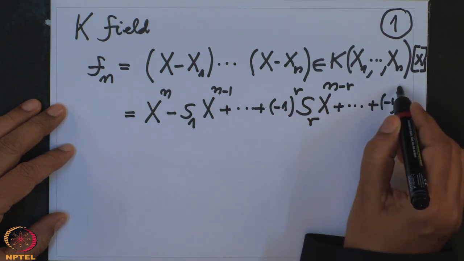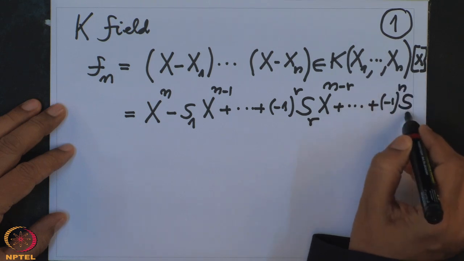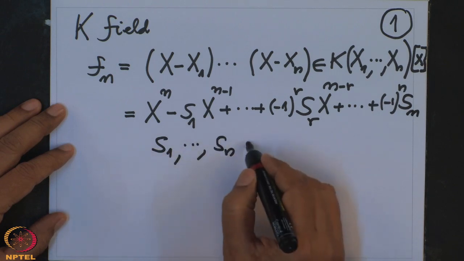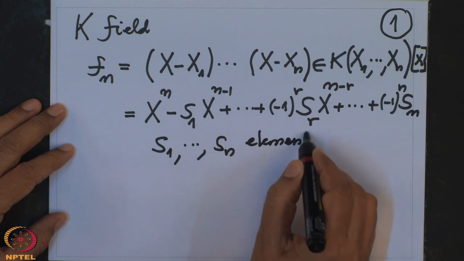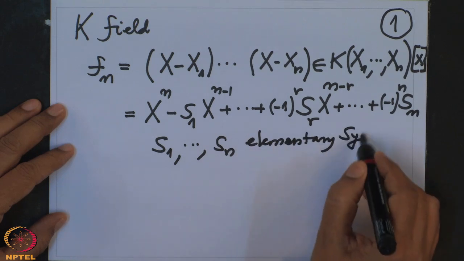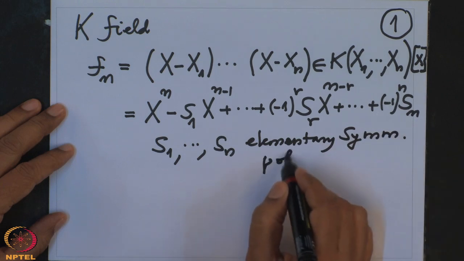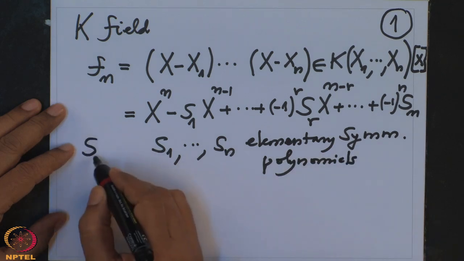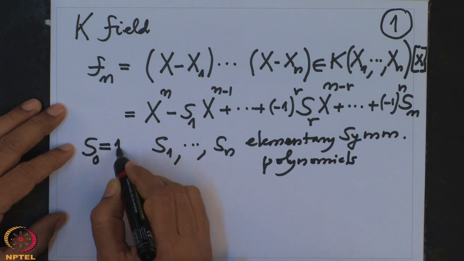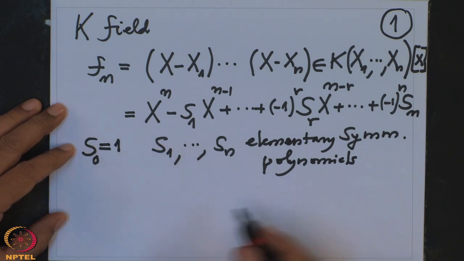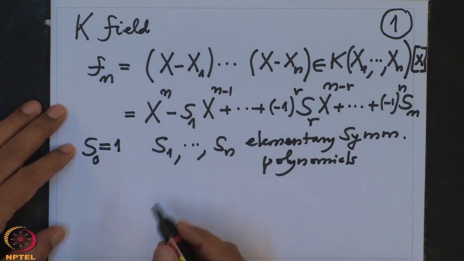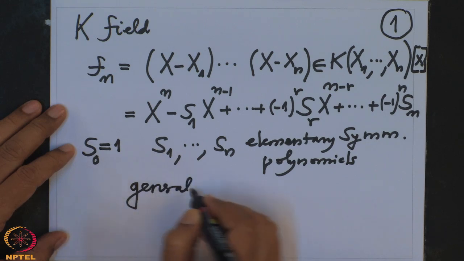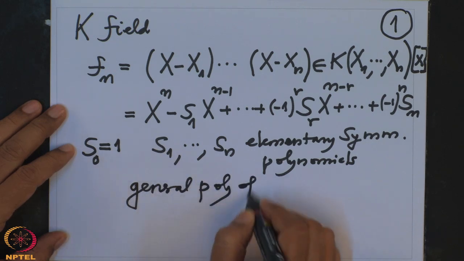and the last term is (-1)^n s_n, where s1 to sn are elementary symmetric polynomials. And for safety, I will define s0 equal to 1. So, this is the general polynomial of degree n.